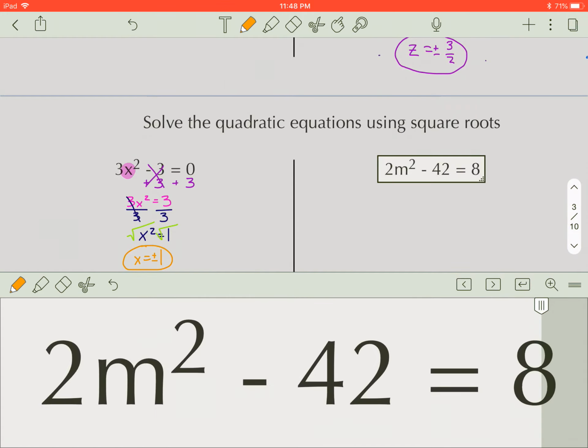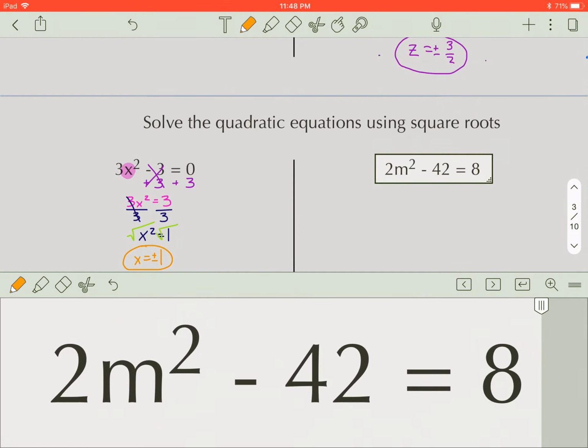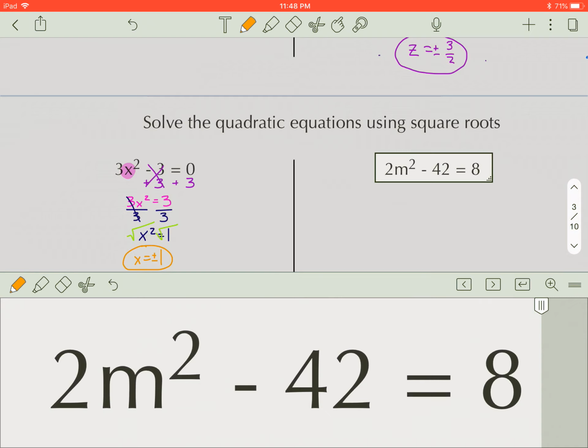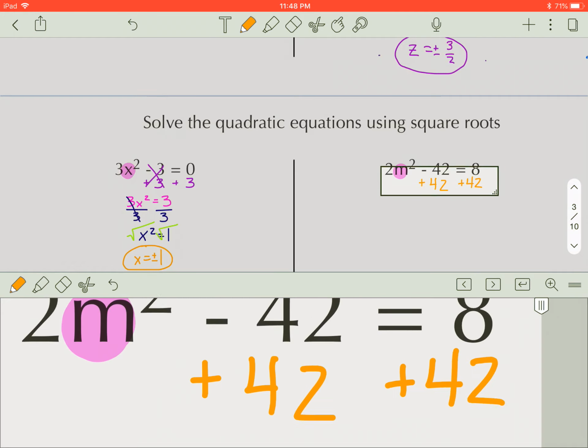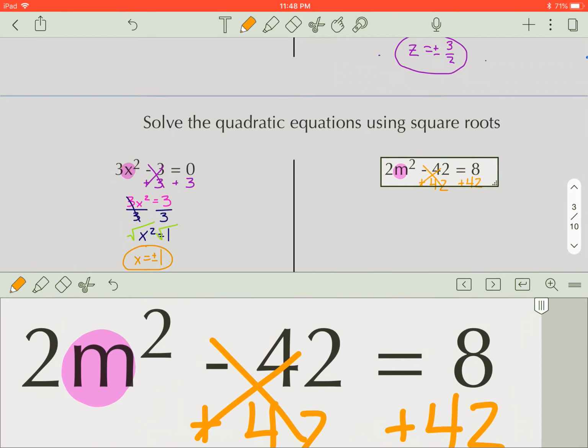If I go on the right hand side over here, I have 2m squared minus 42 equals 8. I find my variable m right there, and I have to undo everything that is being done to it. So I would start by doing addition first. So I would add 42 to both sides. My two 42s would cancel out because one's positive, one's negative.